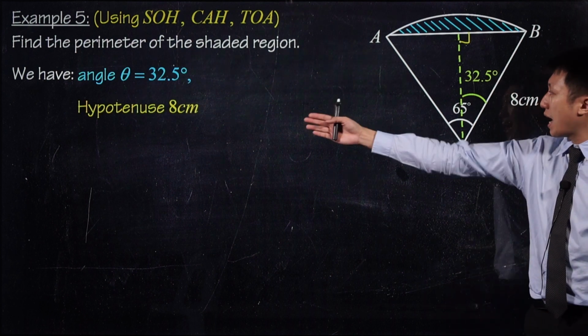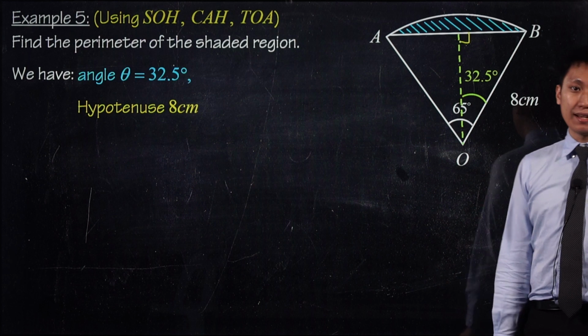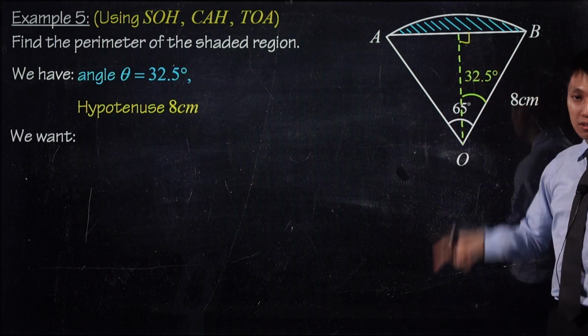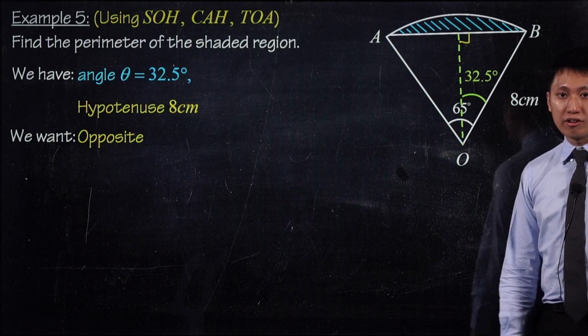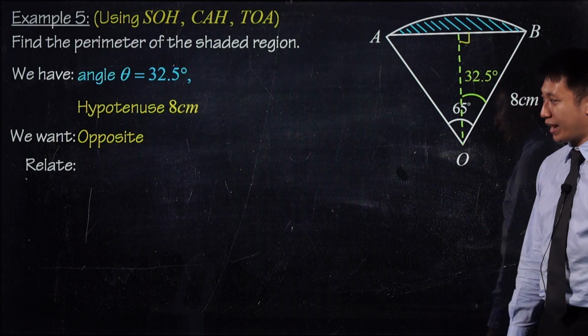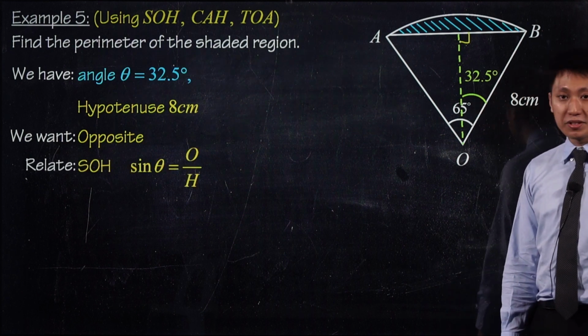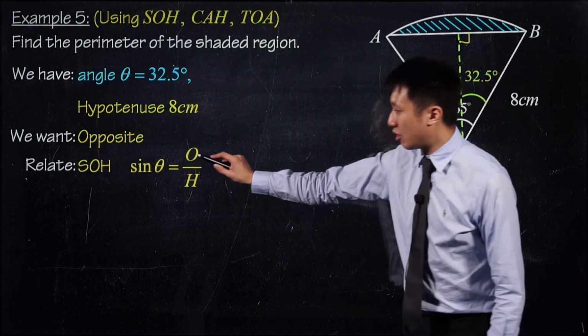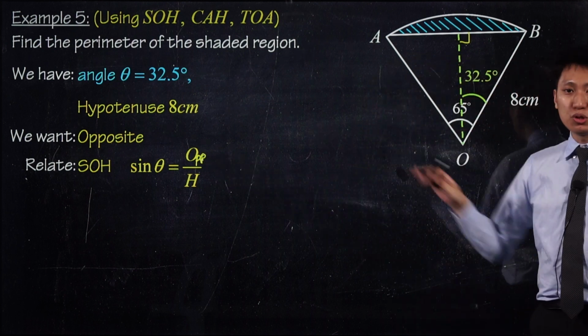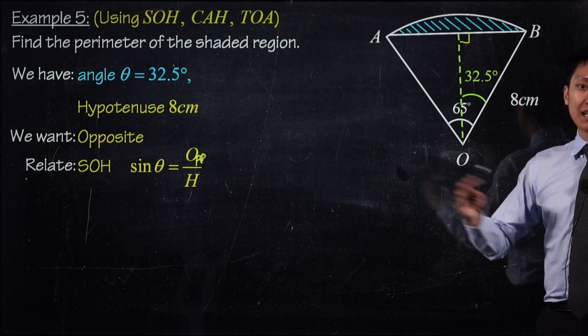Next, we have the hypotenuse, this side, which is 8 cm, given. Then what do you want? You want the opposite. How do you relate? Opposite and hypotenuse, so SOH. Sine is opposite divided by hypotenuse. I don't want to confuse you, so I write OPP because there's an O here. I'm just showing you.